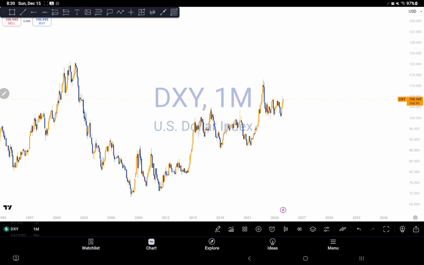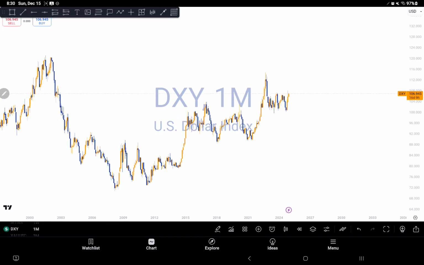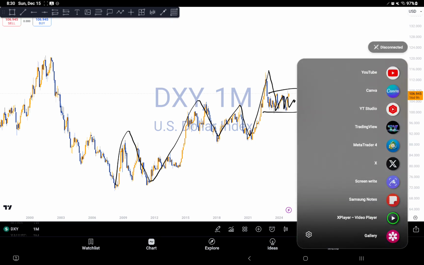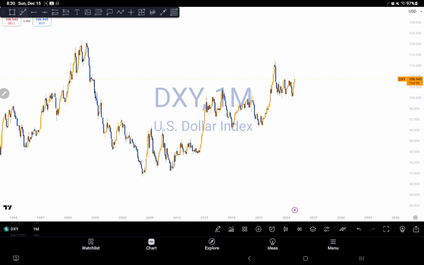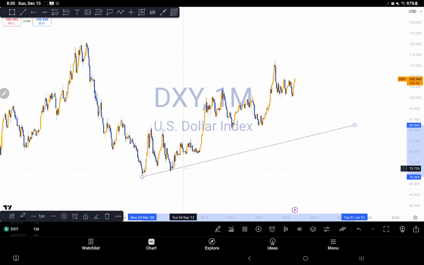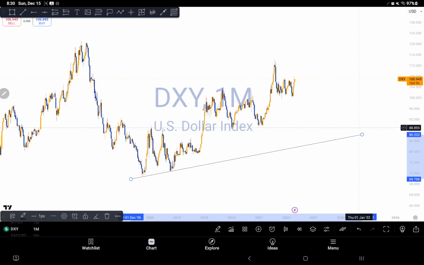We can see that based on the price action, definitely the DXY is in a bull run. We can see impulse, correction, impulse, correction, impulse, correction. It's giving us consolidation right now on the bigger time frame for it to continue to push to the upside, as we can see right here. We can draw a trend line right here just to indicate that the market is bullish.